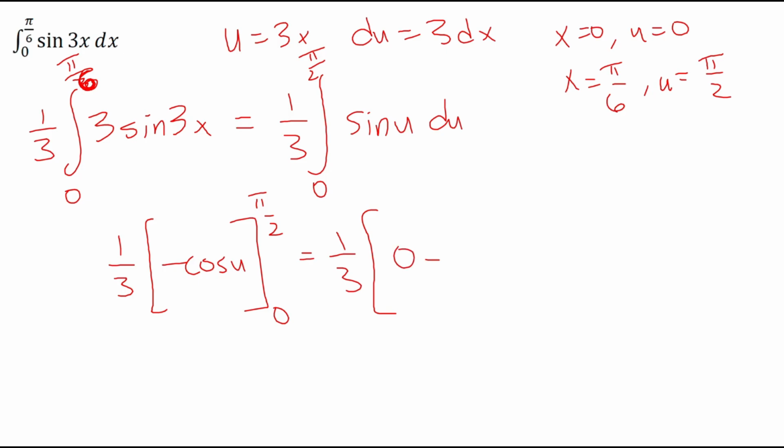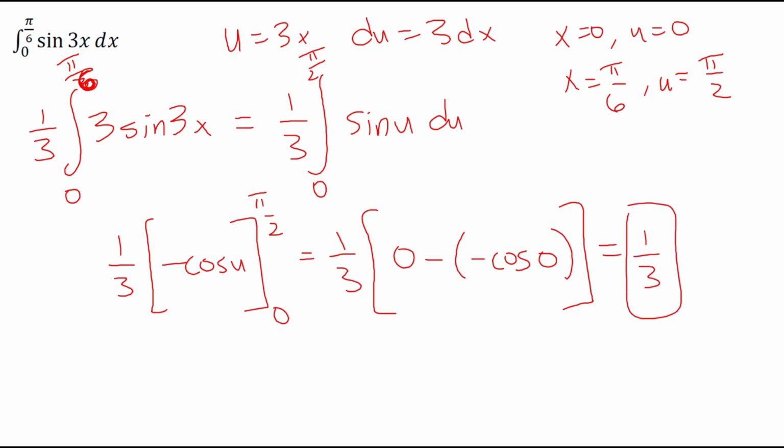So that's just 0. And then minus the negative cosine of 0. Well, the cosine of 0 is 1. So negative 1 is just 1. So we end up with 1/3 of 1, which is just 1/3.